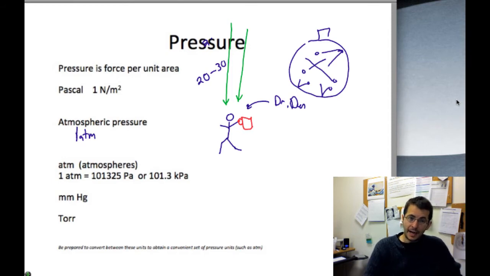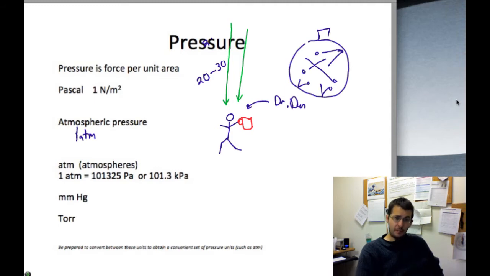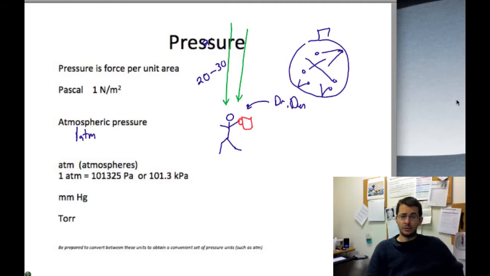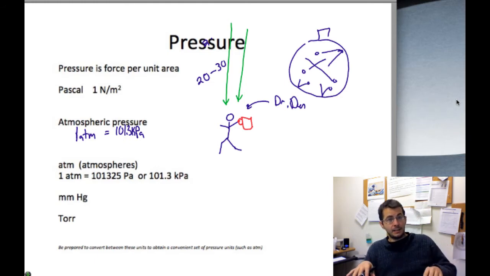And it turns out that 1 atmosphere is about 100,000 pascals, or 101 kilopascals. And so this weight of air has defined a standard unit. We don't really notice it. We walk around in it. We've evolved into it. So it's not a huge impact on our daily life, so we are not overly aware of its presence. But it exists all around us.